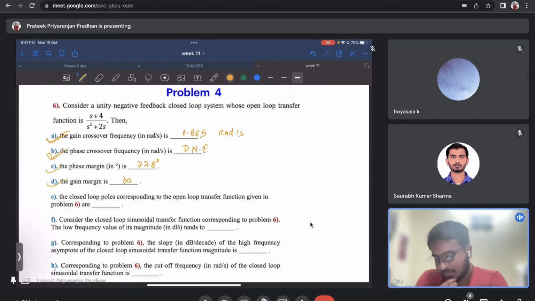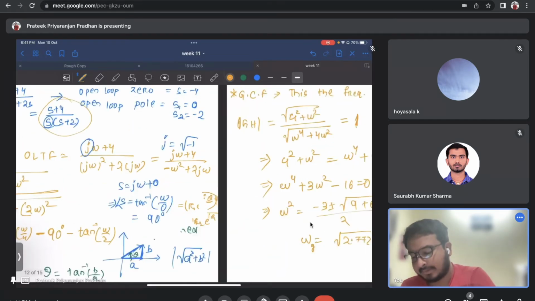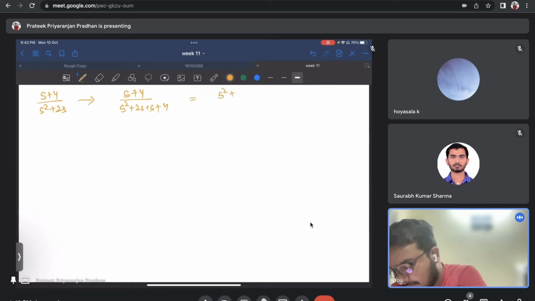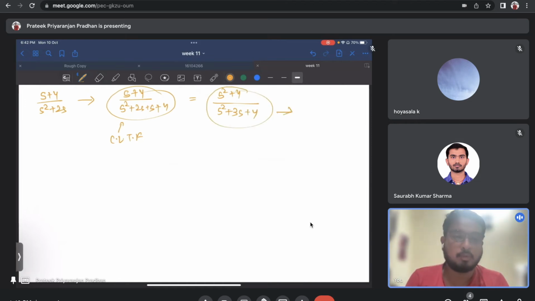Now, the closed loop poles corresponding to the open loop transfer function given. This is very straightforward. If this is the open loop for unity feedback, s by 4 over s square plus 2s plus s plus 4, then the closed loop transfer function will be s square plus 4 over s square plus 3s plus 4. So what are the closed loop poles? Can you just tell me quickly if you can derive?